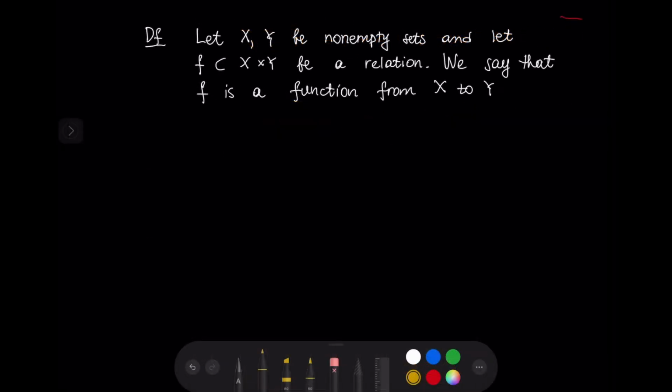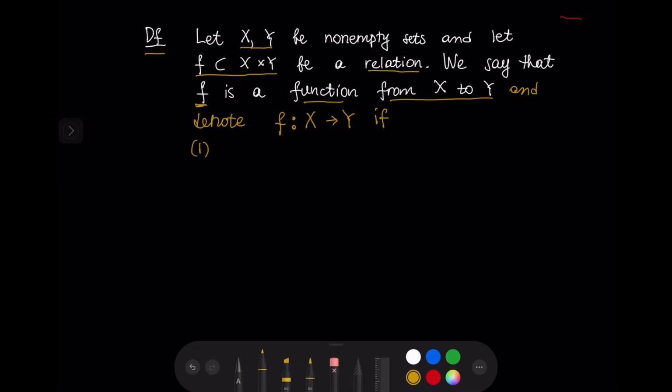So let us now define what is a function. As before, let X and Y be non-empty sets, and let f, a subset of the Cartesian product X cross Y, be a relation. So we say that f is a function from X to Y and denoted as follows: f colon X arrow Y. So f is a function from X to Y if the following two conditions hold.